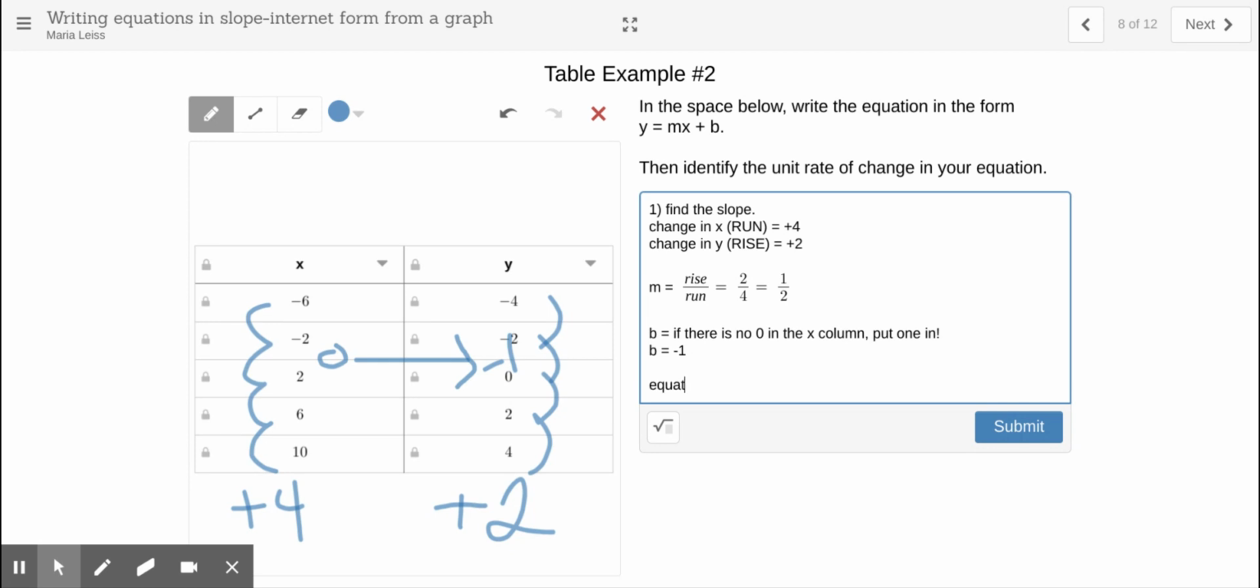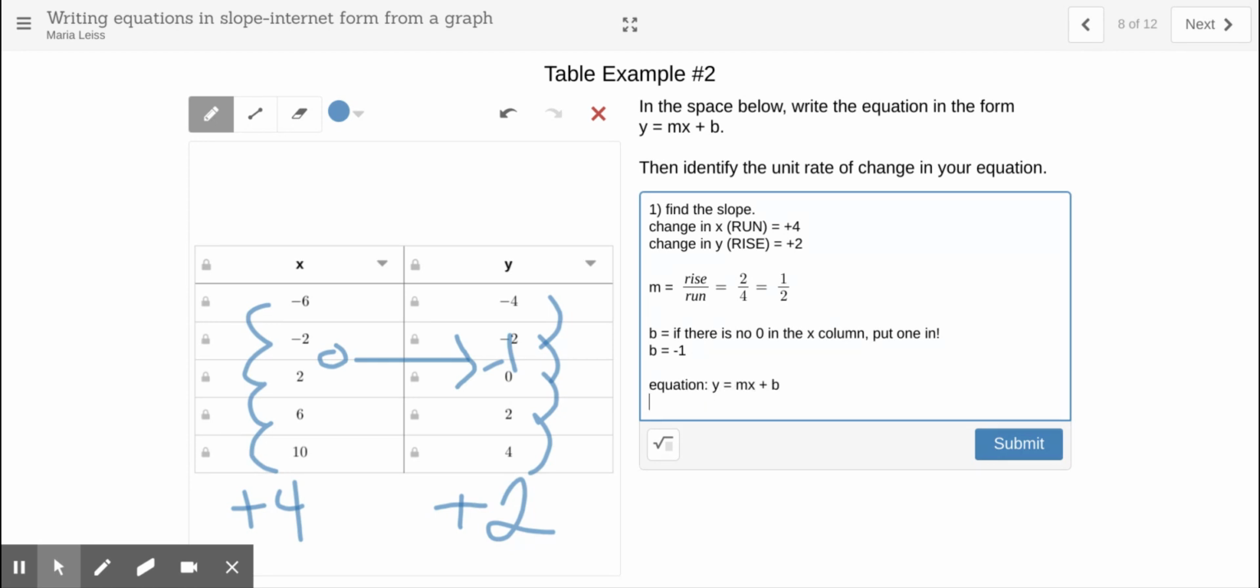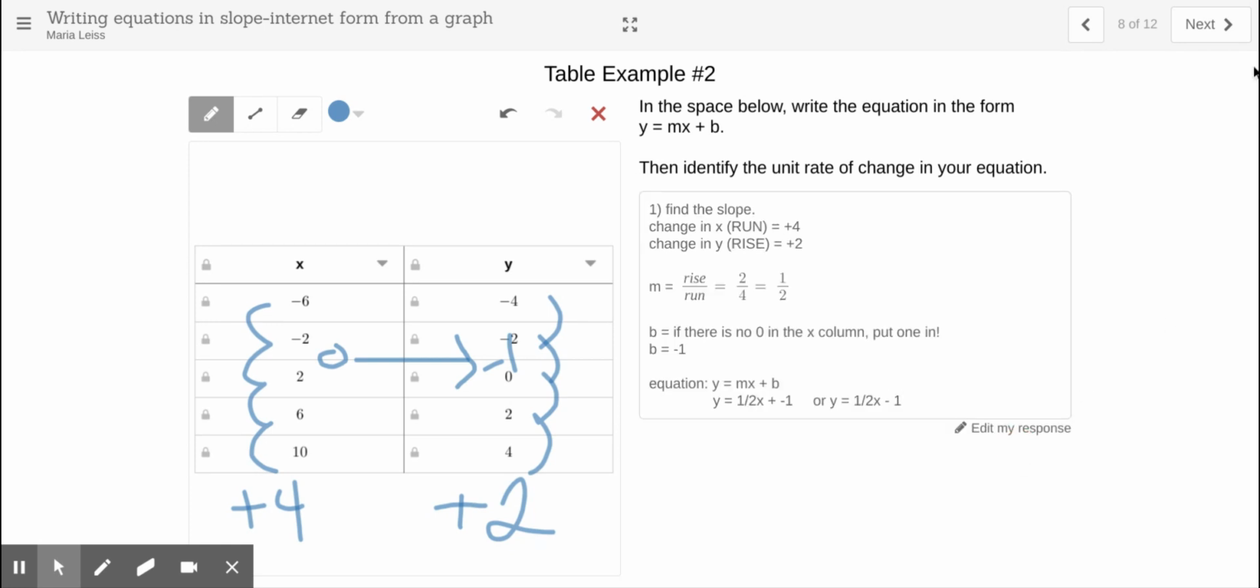So now I just need to write my equation. y equals, m is 1/2. Our y-intercept is -1. Hopefully by now, you know you can write that as y equals 1/2 x minus 1. Make sure you submit to save.